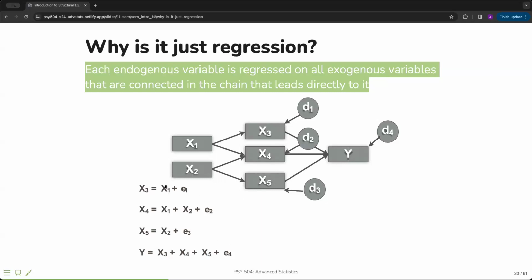So what we're doing in structural equation modeling or path modeling is specifying all of these regressions and then running them simultaneously. And again, that's why it's important to know which variables are endogenous in your path model and which variables are exogenous in your path model. And we need to specify each of those individually.